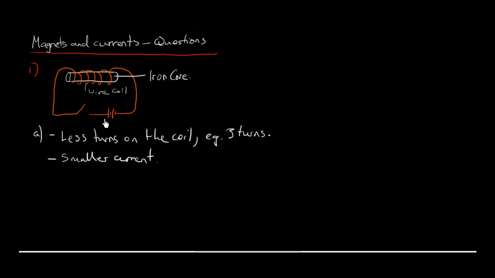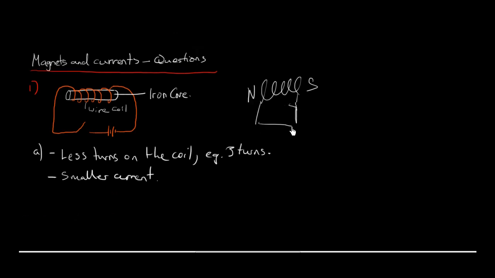Another way of making it weaker would be just to take away the iron core altogether and to just leave the coil, right? A coil in itself will behave as a magnet, a coil with current. One side will act as the north pole and the other side would act as the south pole. But if you put on an iron bar, a core here in the middle, then it amplifies the effect. I've talked about that in other videos, but that would be another way of making it smaller. So those two would be valid.